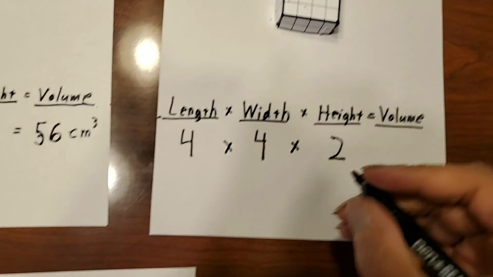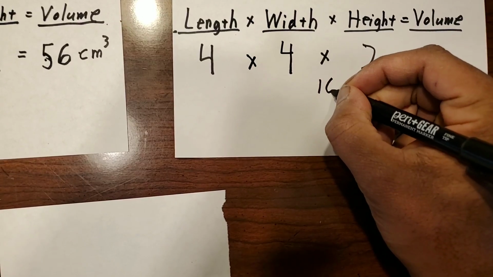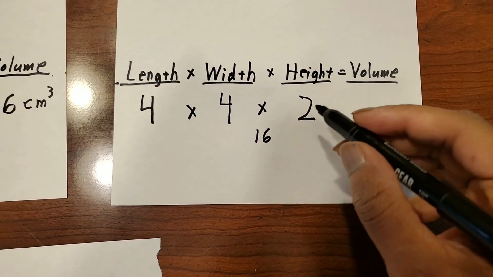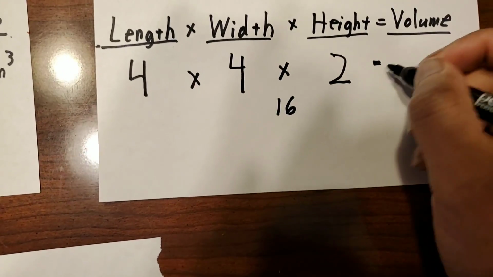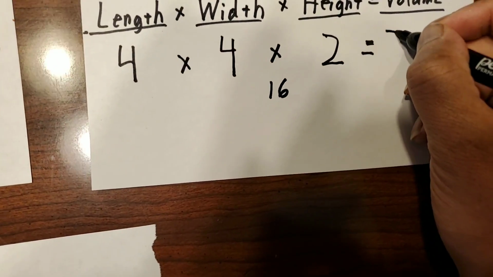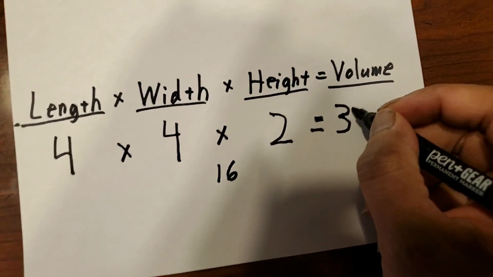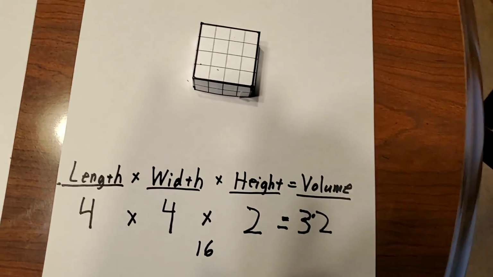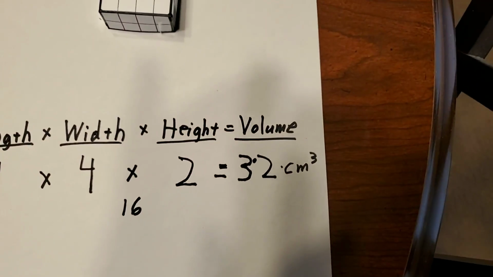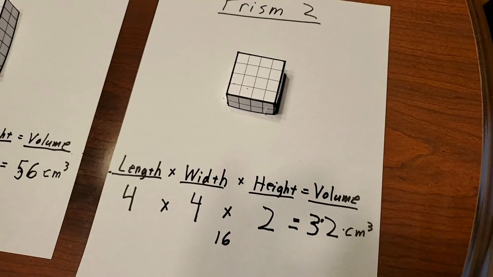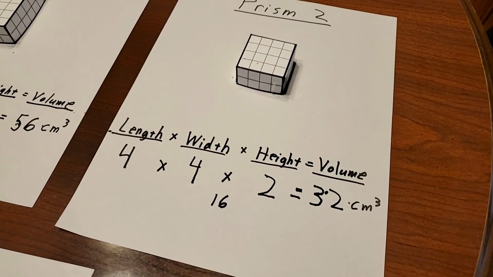What is 4 times 4? 4 times 4 is 16. What is 16 times 2? 16 times 2 is 32. Next time we'll put some tape here so it doesn't move. 32 what? We're measuring the volume, so it's going to be 32 cubic centimeters. So this object right here is 32 cubic centimeters.